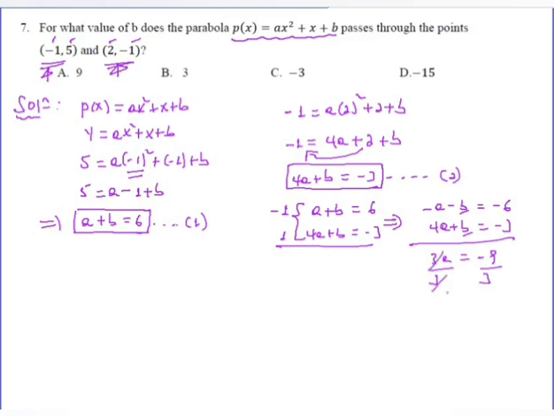minus 3. So if a is minus 3, you can use one of the equations. You use a plus b equals 6. a is minus 3. Minus 3 plus b equals 6. So take this to the right. b becomes 6 plus 3, so the value of b is 9. So our answer will be A.